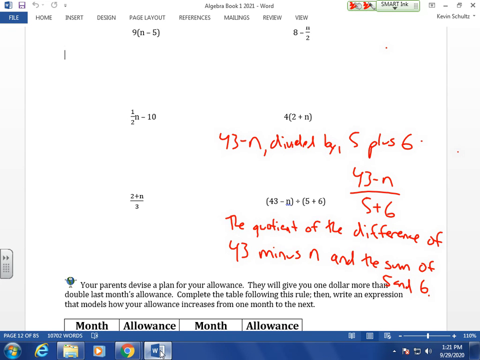Yes, go ahead, Lily. I said the difference of 43 and a number divided by the sum of 5 and 6. Great. Yep, good. You do then need to evaluate this when n is 10, so you would plug in 10 for n. You end up with 43 minus 10, which is 33, divided by 5 plus 6, which is 11, and so it has a value of 3.